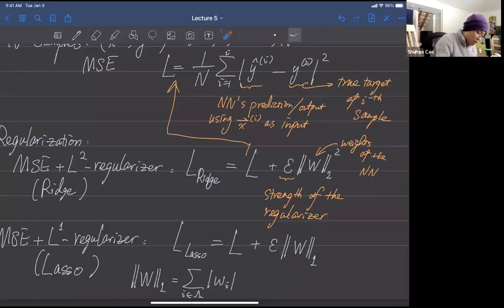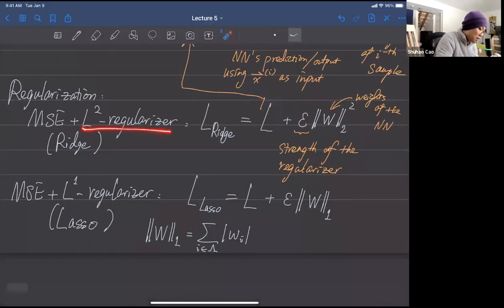So this i represents many indices, not a single index. W may be a matrix, or a collection of matrices, and this i is in some index set. So basically we add the absolute value of every weight and every bias together. This is called an L1 regularizer.